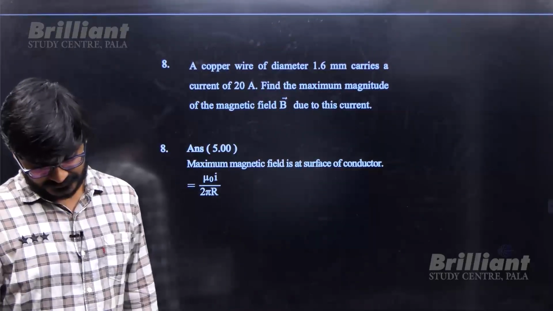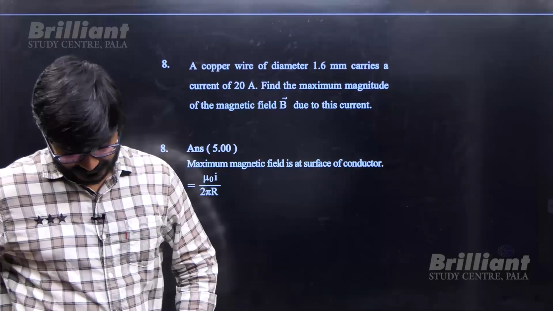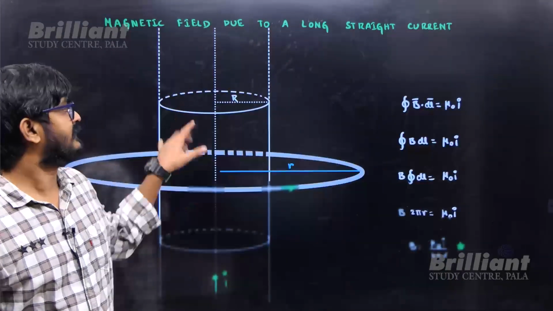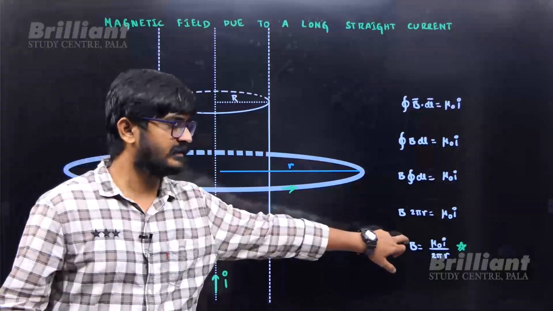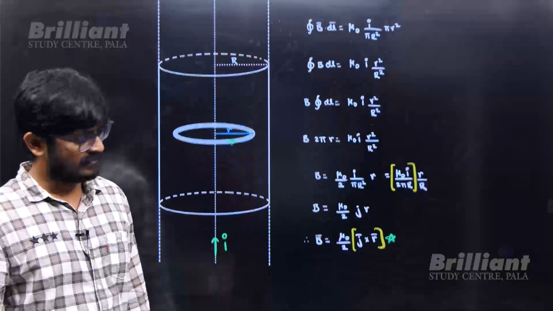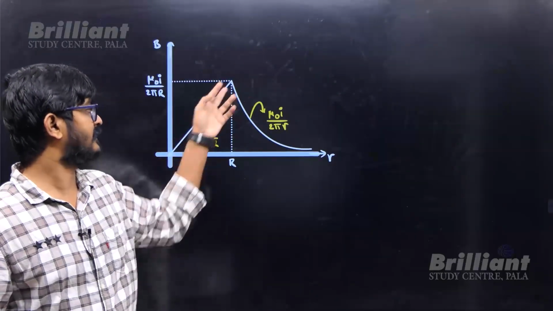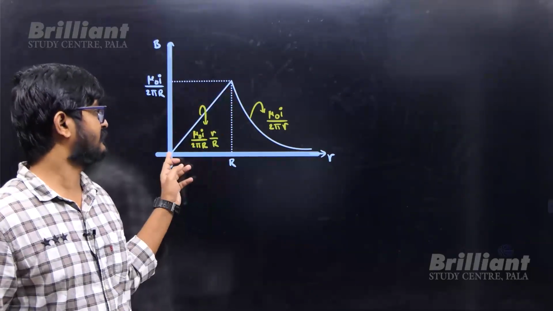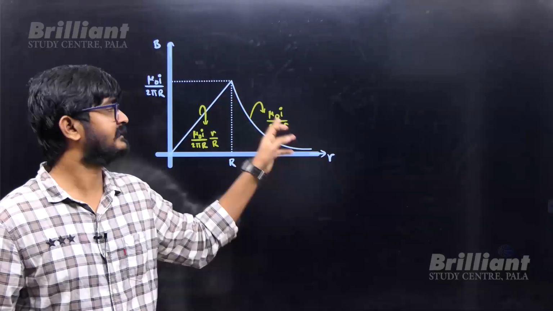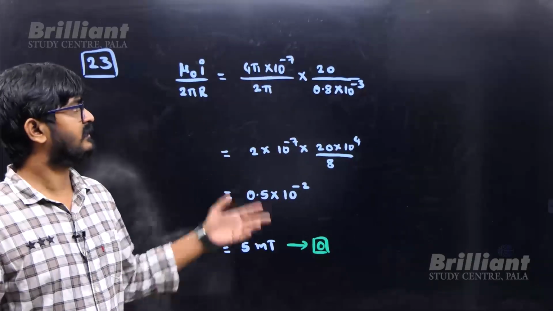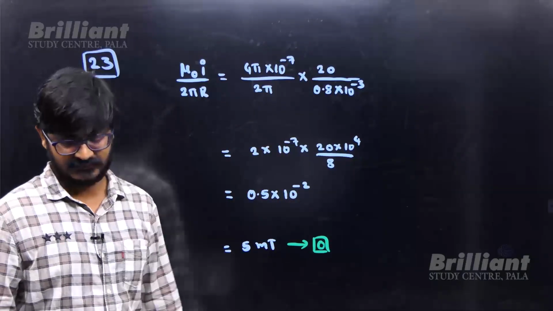A copper wire of a given diameter carries a current of 20. Find the maximum magnitude of the magnetic field. Just now we have seen, if there is a current carrying wire, how to find the magnetic field outside and how to find the magnetic field inside. When you plot the graph, you must be very familiar with it. It will be increasing inside from 0 to a certain point, and after that it will be decreasing. So the maximum will happen on the surface. You need to use the surface value and you can calculate.